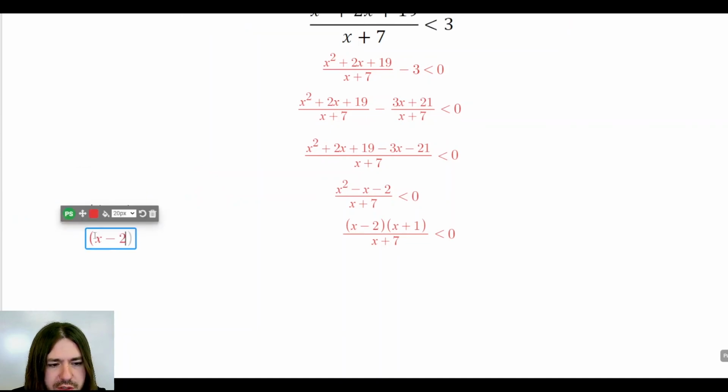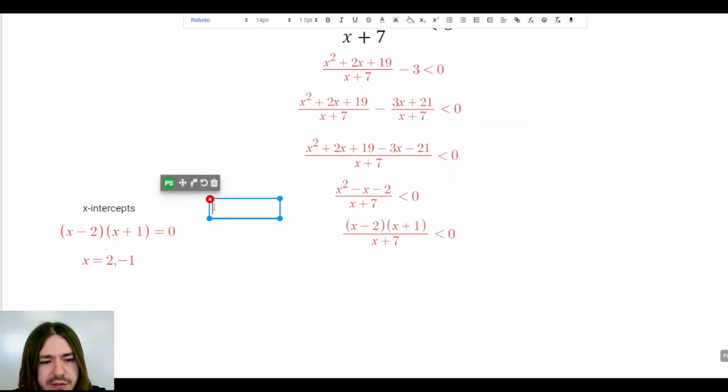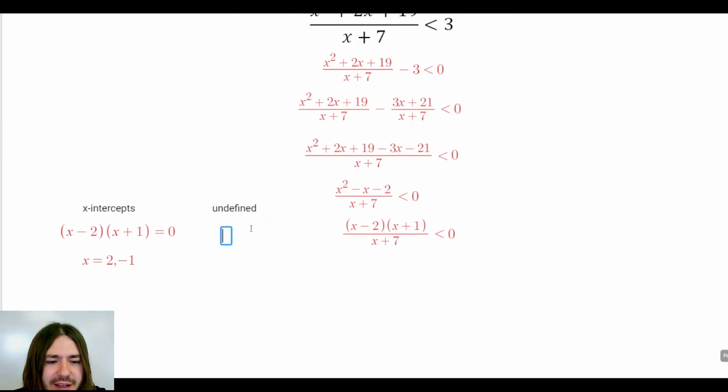I have x minus 2 times x plus 1 equals 0. Using the zero product property, I can establish that either x can be 2 or x can be negative 1. Now, for the places where the function is undefined, it's just going to be at negative 7, because if x plus 7 is 0, then x is negative 7.